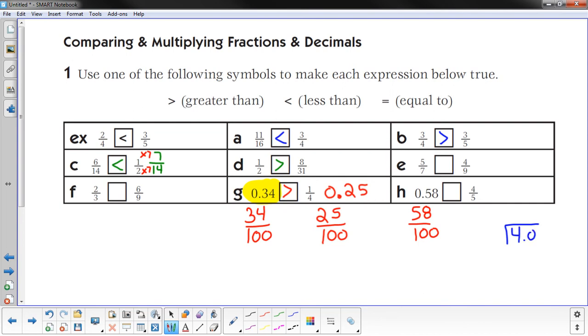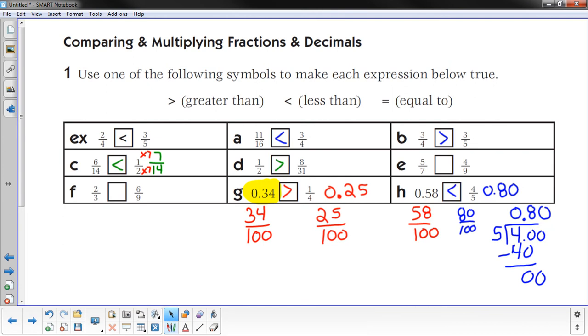You divide the 4 by the 5. 5 doesn't go into 4. Now I'm looking at how many 5s go into 40. That's 8. Subtract, I get nothing. I can bring that other 0 down. That's just 80 hundredths. So this is the same as 80 hundredths. 4/5 is larger.